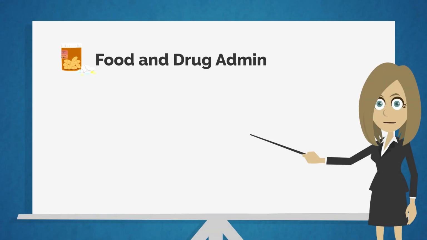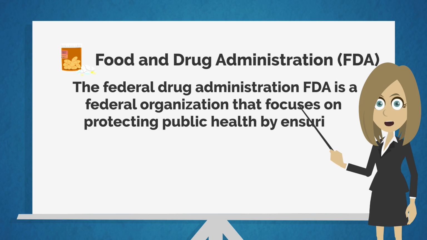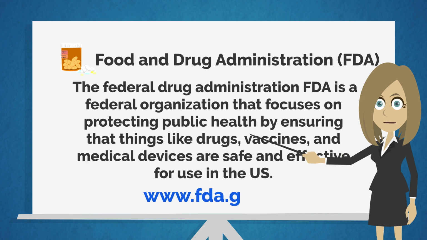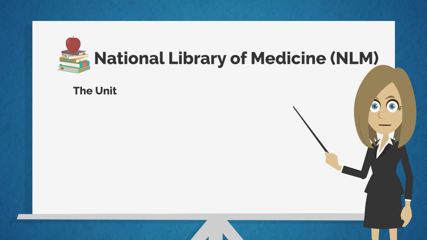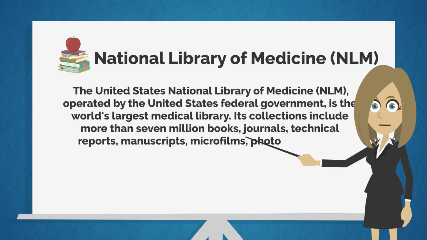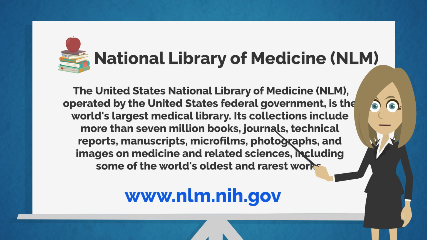The Food and Drug Administration, otherwise known as the FDA, is a federal organization that focuses on protecting public health by ensuring that things like drugs, vaccines, and medical devices are safe and effective for use in the United States. The United States National Library of Medicine, otherwise known as the NLM, is operated by the United States federal government and is the world's largest medical library. Its collections include more than 7 million books, journals, technical reports, manuscripts, microfilms, photographs, and images on medicine and other related sciences. This includes some of the world's oldest and rarest works.